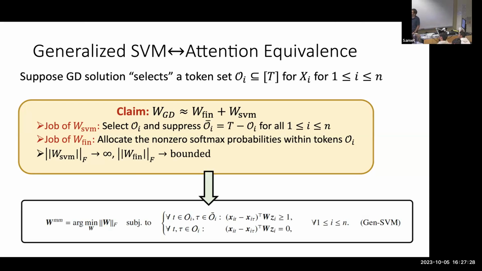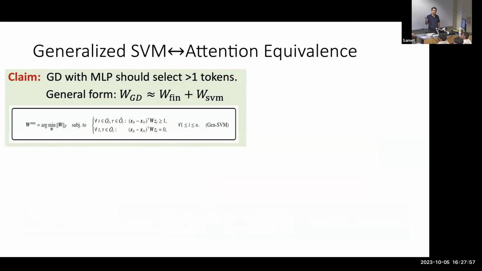So you can create this generalized SVM form whose job is separating OI from O bar I, but it has to be equal on OI. Within OI, equality is preserved, because within OI it will be corrected by WFIN. But between OI and O bar I, you essentially want to suppress O bar I. And for the WFIN term, we also have a form. So the final thing I want to get to is, yeah.